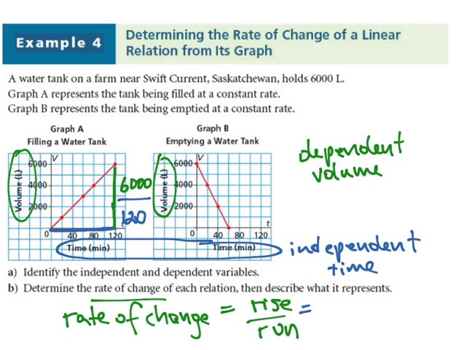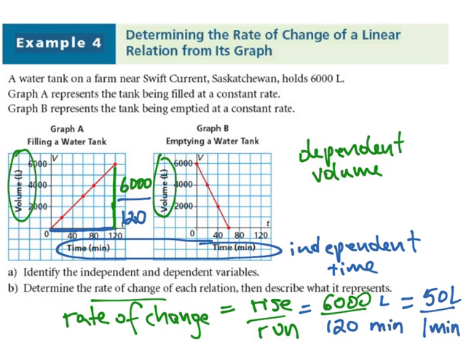So 6,000 over 120. That's liters over minutes, which equals 50 liters per 1 minute. So this rate tells you how fast we're filling up this water tank. That means in 1 minute, this water tank was filled with 50 liters. So that's for graph A.